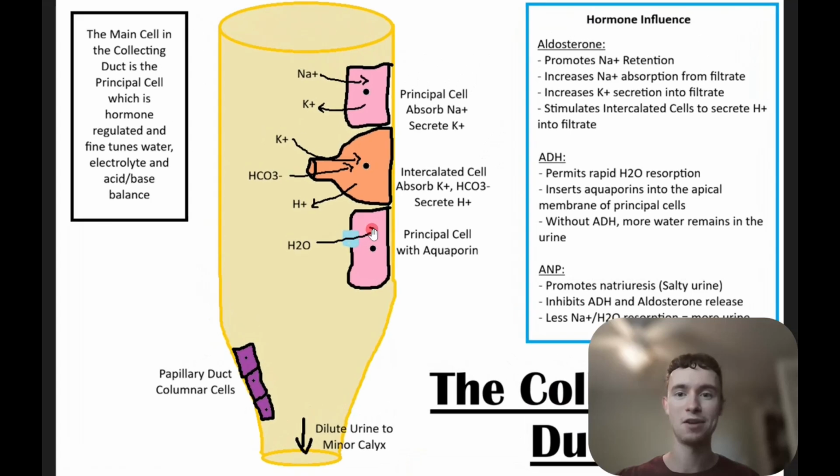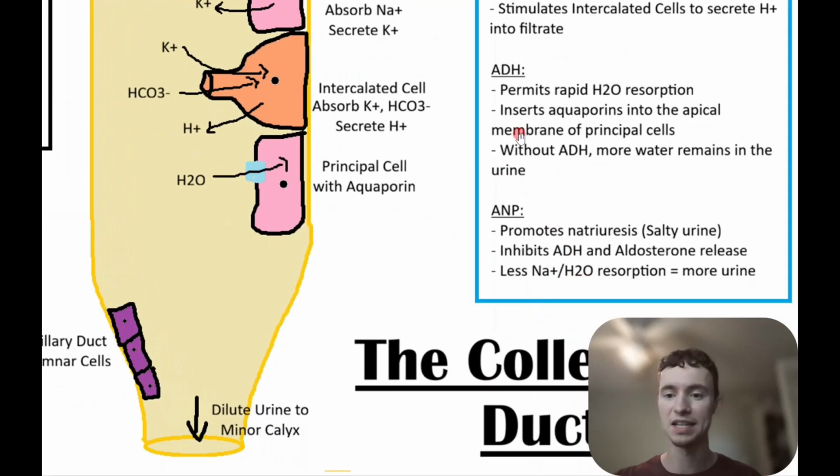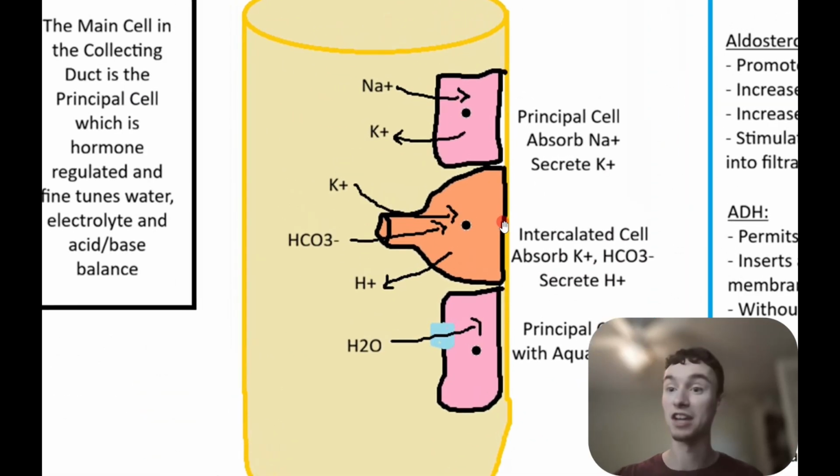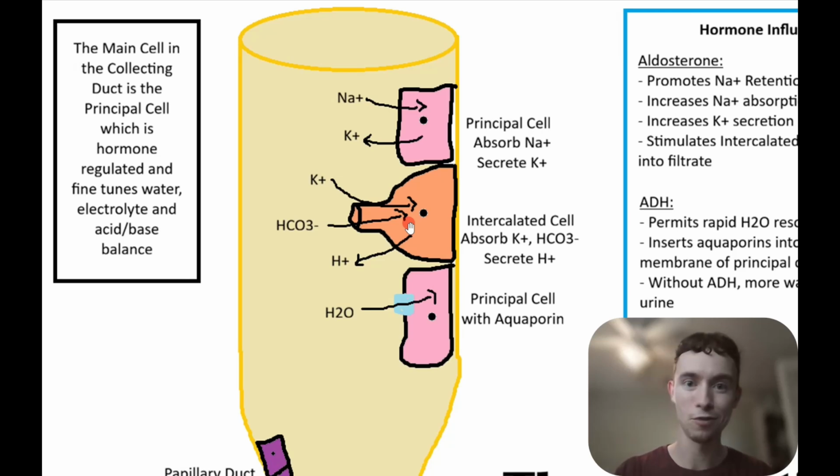And so that's kind of the main hormone influence on the actual cells of the collecting duct physiologically. And that's how our body really maintains the water, refines the urine process, and makes sure that our urine that we produce is truly just the waste that we don't need anymore.